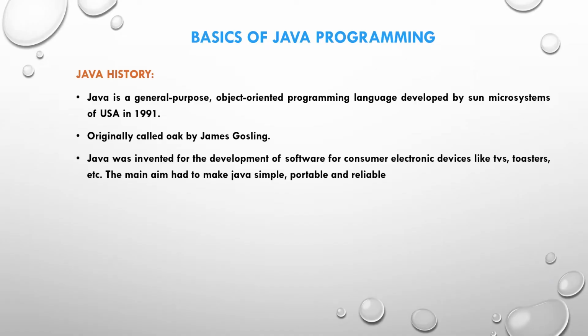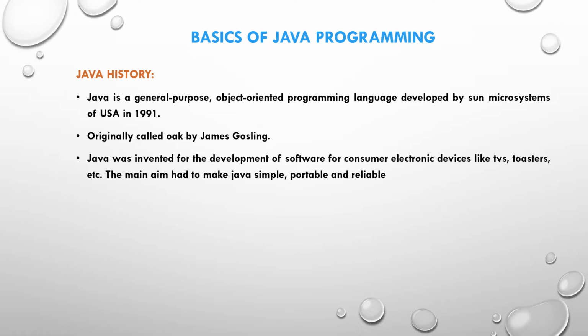Then we move on to the next slide, basics of Java programming. It has a sub-concept, evolution of Java. We can also call it Java history. Java is a general purpose object-oriented programming language developed by Sun Microsystems of USA in 1991. Java was originally called Oak. It was developed by the scientist named James Gosling.